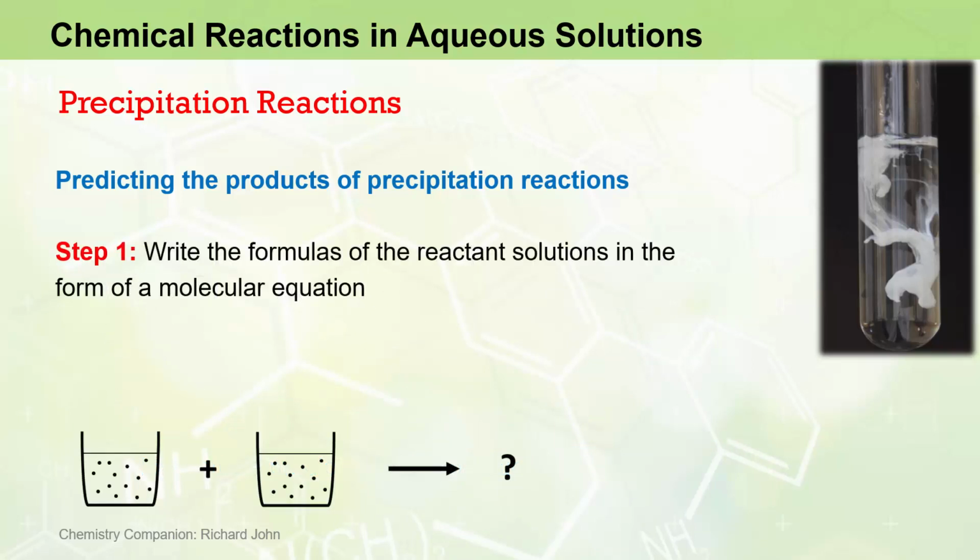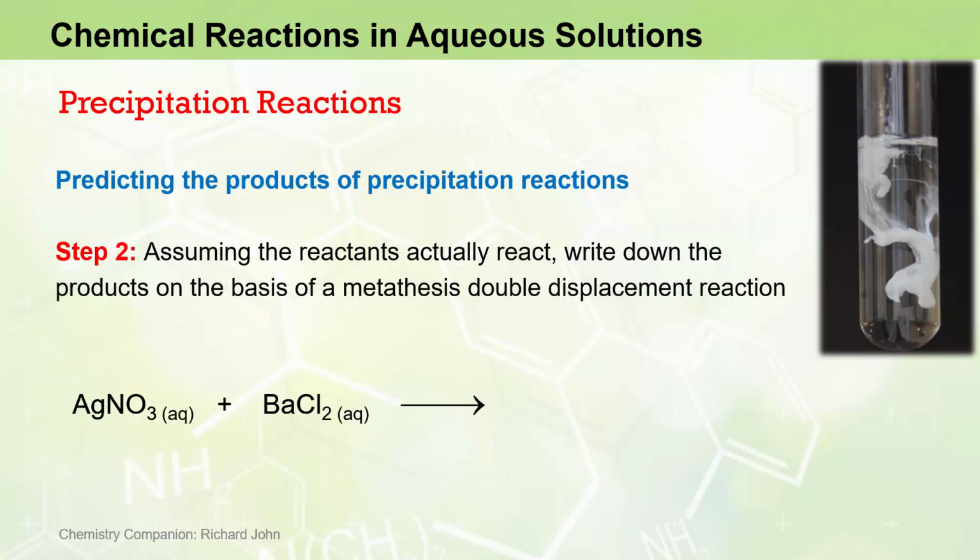Step 1. We write the formulas of the reactant solutions in the form of a molecular equation. So, for example, if the two aqueous solutions were silver nitrate, AgNO3, and barium chloride, BaCl2, we would write their full chemical formulas out like this.